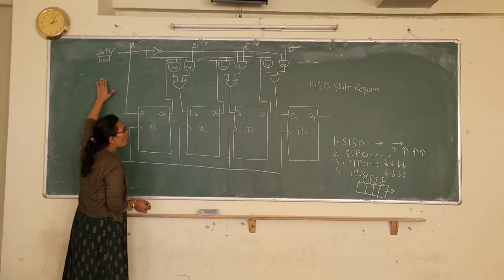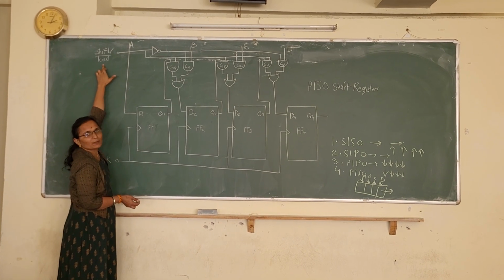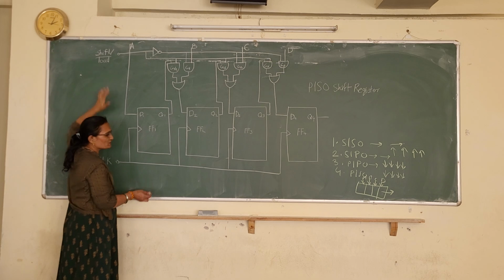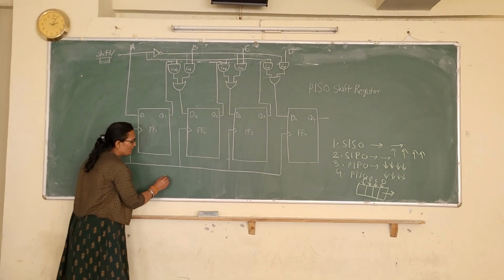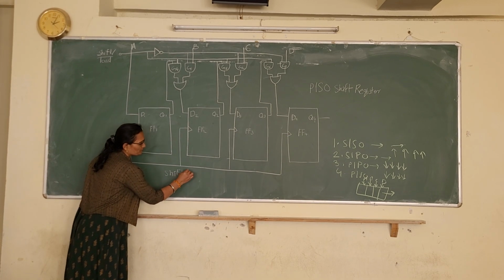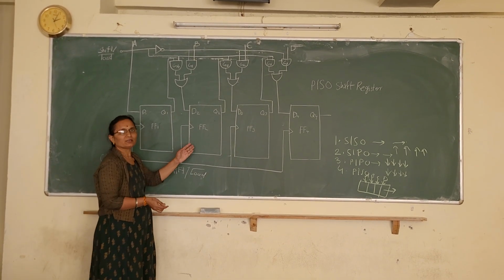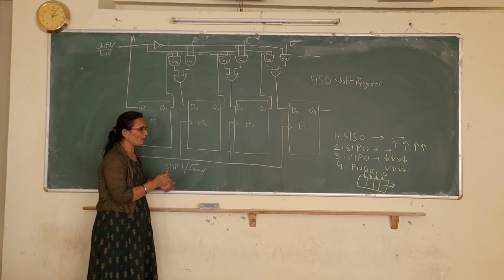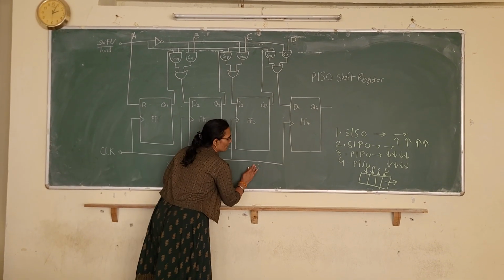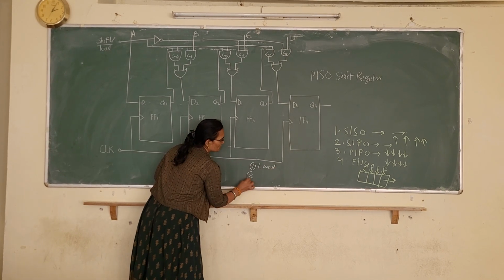There is a very important line here, that is shift and load bar. This is your shift and load bar line. This is a very important control line, that is shift and load bar. Your shift register is operating in 2 modes: first is your load mode, and second one is your shift mode.